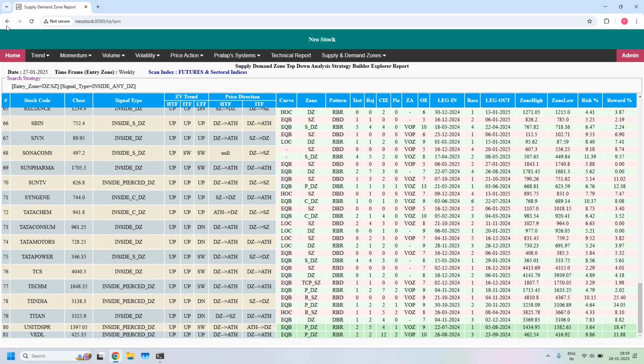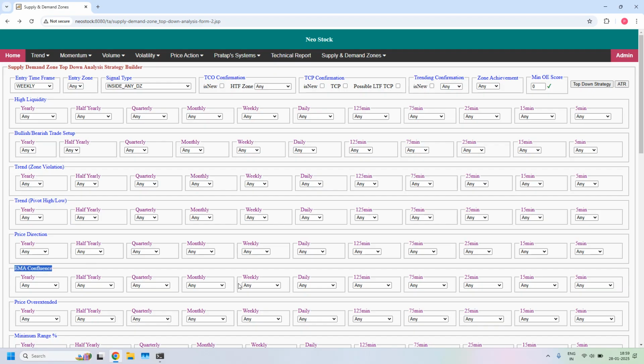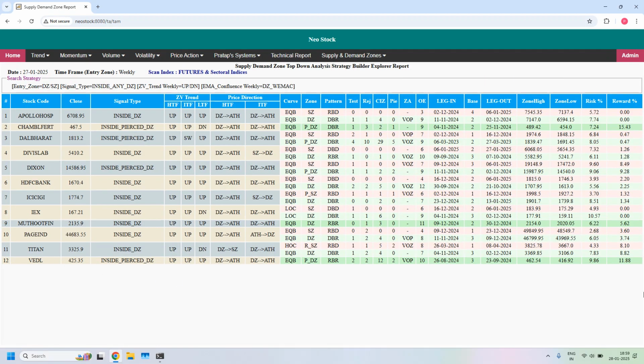Let's verify it. Weekly demand zones having weekly EMA confluence. I am enabling that filter. Weekly demand zone with weekly EMA confluence, and trend on weekly time frame can be up or down. So with these filters, we got 12 stocks. Out of 81, we got only 12 stocks. So these 12 weekly demand zones are having weekly EMA confluence. Few of these weekly demand zones are pierced zones. You can apply the pierced zone strategy on those zones.